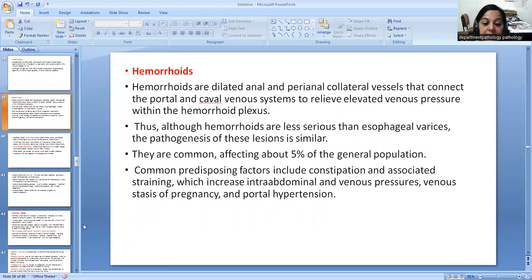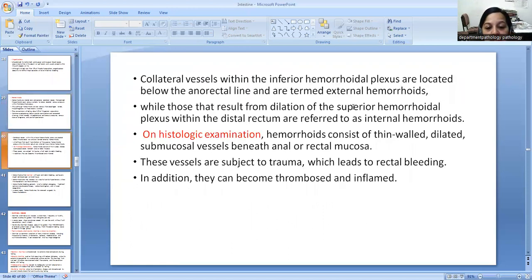Venous stresses of pregnancy and portal hypertension are also predisposing factors. Collateral vessels within the inferior hemorrhoidal plexus are located below the anorectal line and termed external hemorrhoids, while those that result from dilatation of the superior hemorrhoidal plexus within the distal rectum are referred to as internal hemorrhoids.